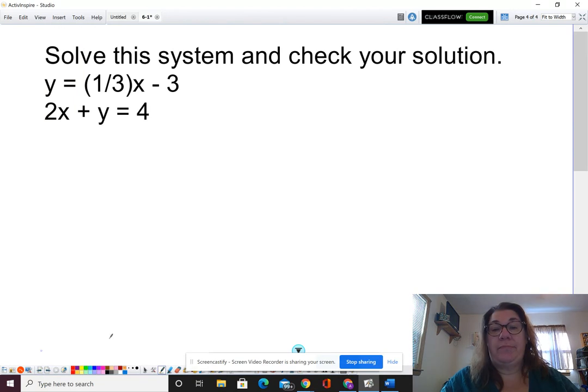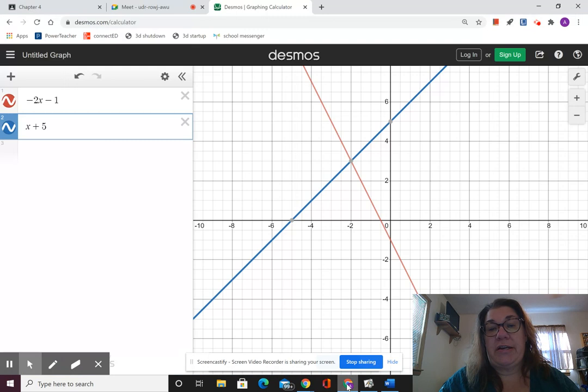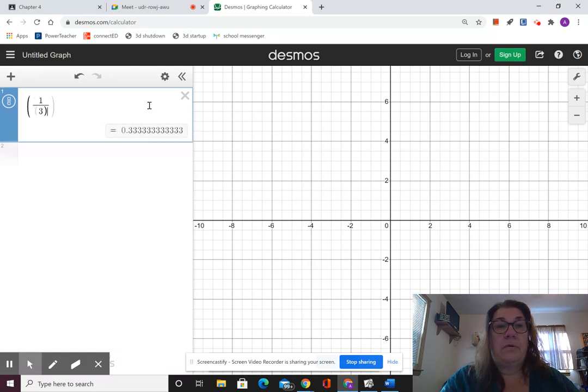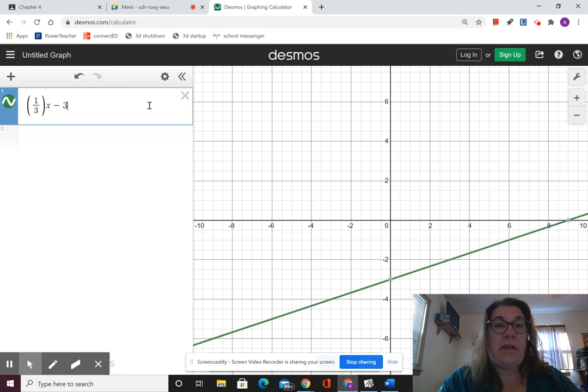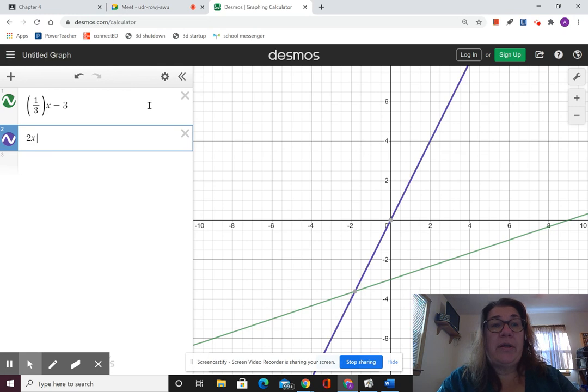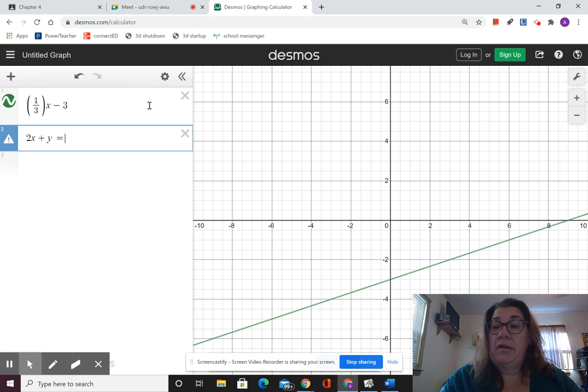Solving this system, once again, just go back to Desmos, type those in. 1/3 x minus 3. And this one I'm just going to type in as I see it, 2x plus y equals 4.